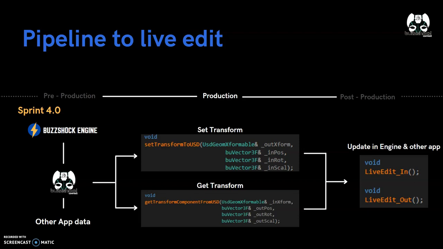In this case, we set up a custom pipeline to update information from the engine and from another applications. The first step is to connect Buzzshock Connect, in this case, with the engine and with a custom app, and get, for example, the transformation of a model. We create a custom method that can set up the transformation from a USD file and get that transformation method from a USD file.